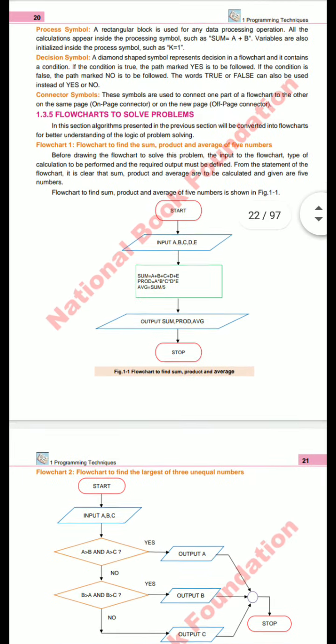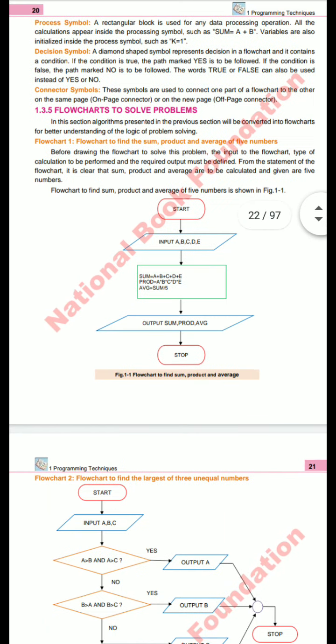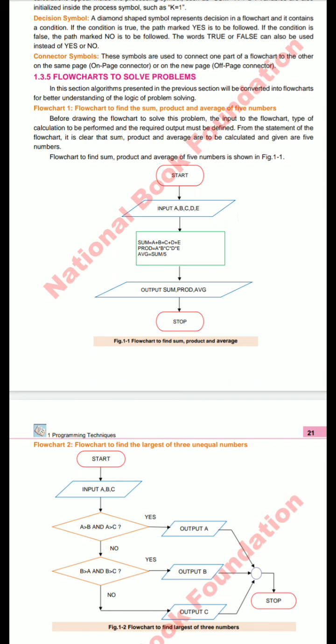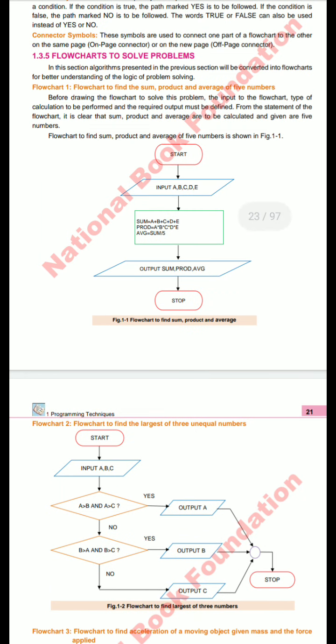Now let's discuss flowchart number 1, a flowchart to find the sum, product and average. Dear student, read it carefully. In this there are three items. One is the input that is given, and by using that input we will process, we will put a formula, and then that will be a result. Number 1 is to find the sum, number 2 is the product, and number 3 is the average of 5 numbers. There are 5 numbers.